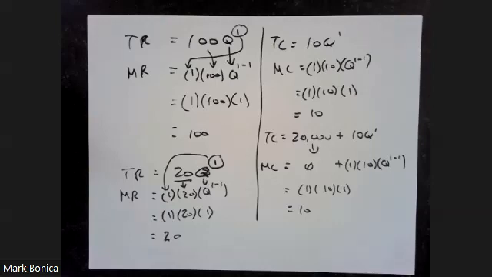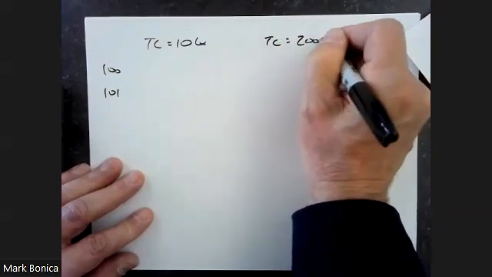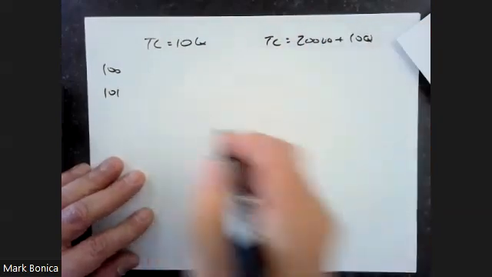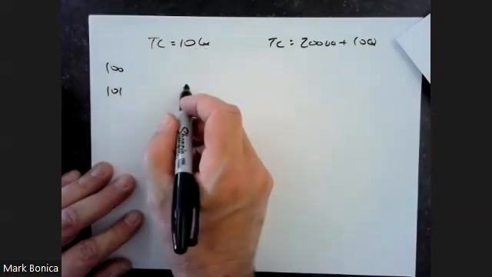So if I have 100 units, with total cost equals 10Q, or total cost equals 20,000 plus 10Q, well, if I plug 100 in for Q, what do I get?